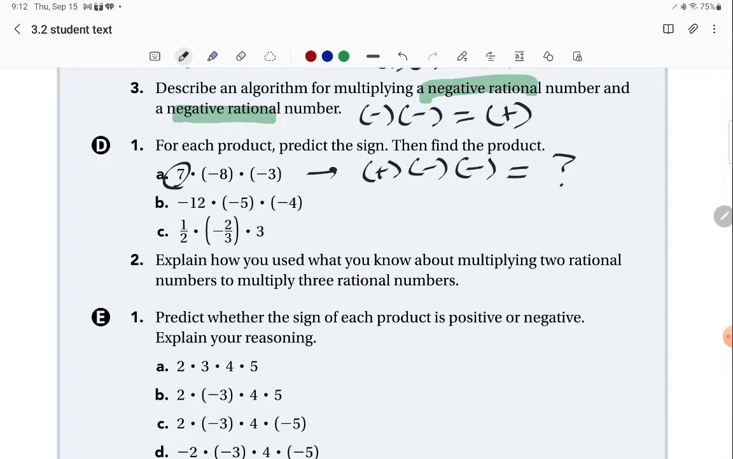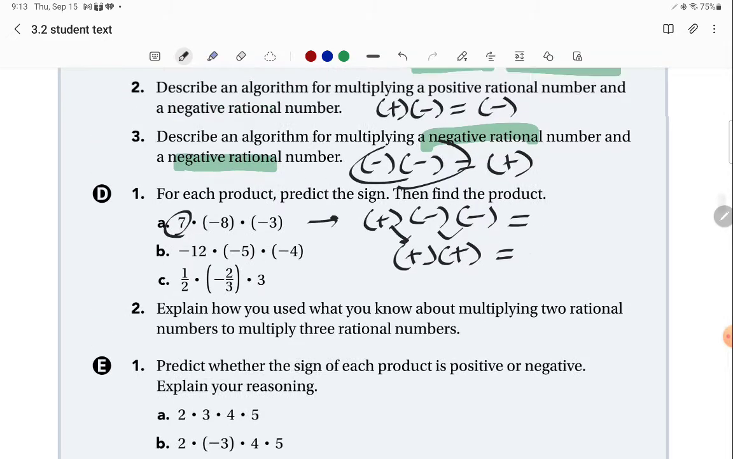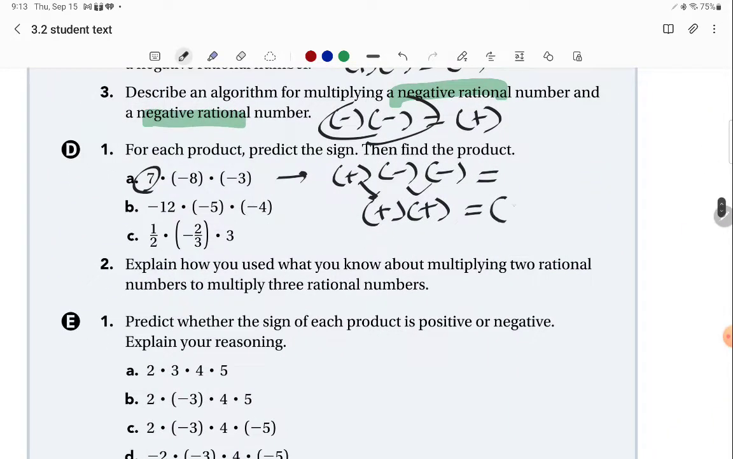Okay, so for part A, when you multiply a positive with two negatives, well, listen, up here, when I multiply two negatives, I get a positive. So these two are going to come together to get a positive, and I still have this positive up here. So multiplying one positive and two negatives is the same product as multiplying two positives, which up here I know is going to be a positive. So on part A, we're going to have a positive product.